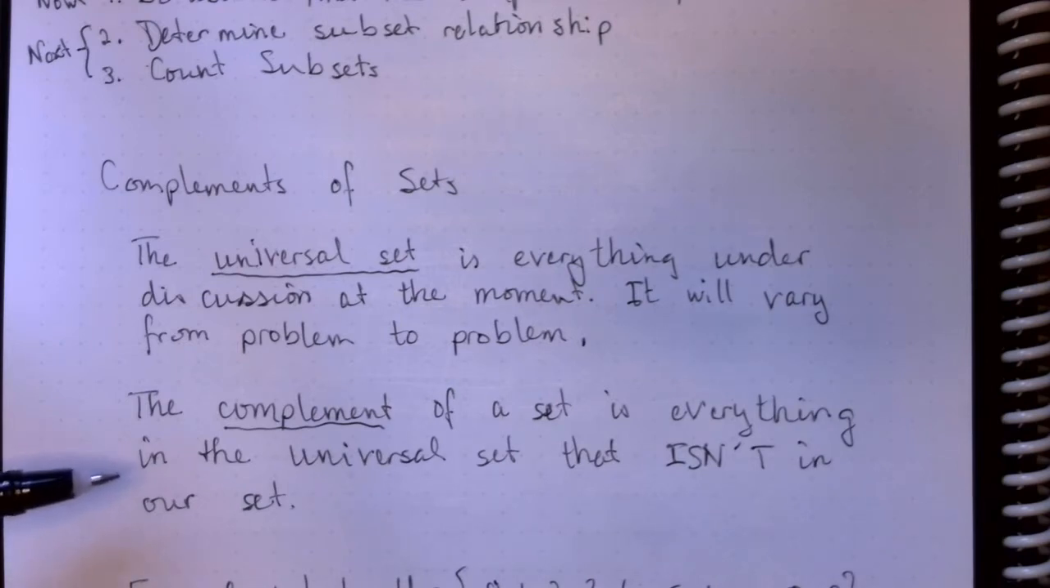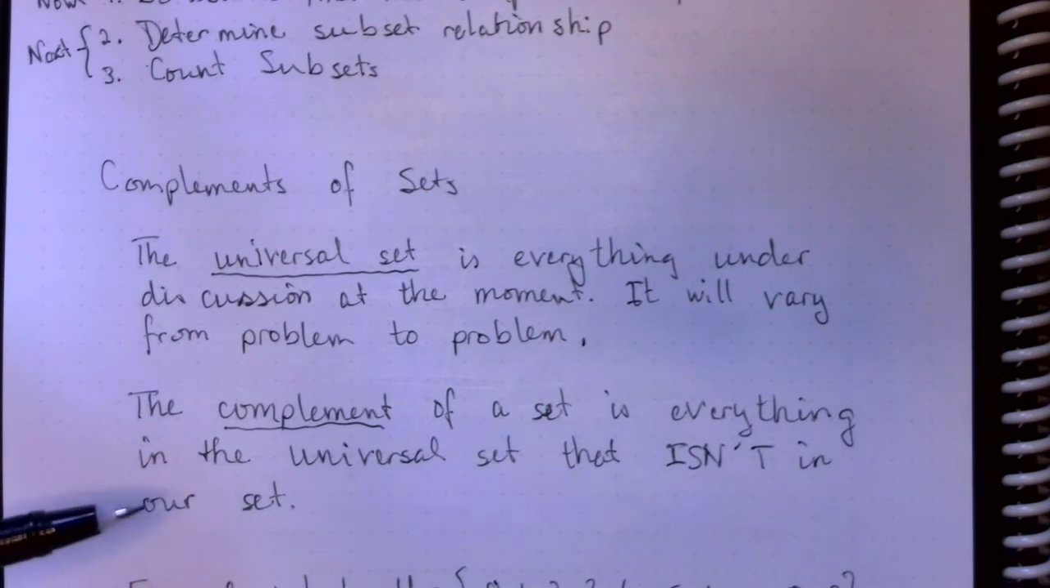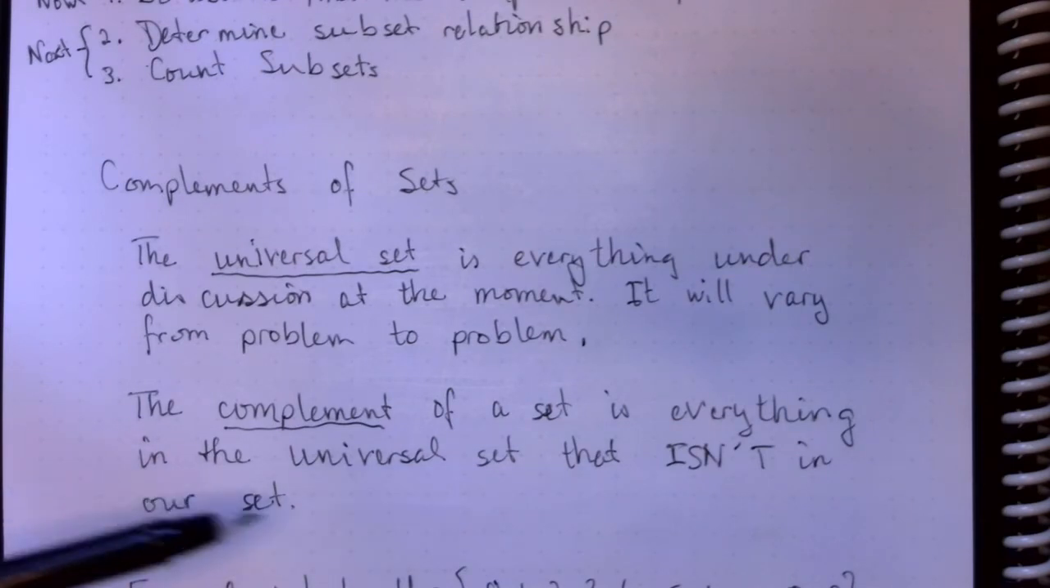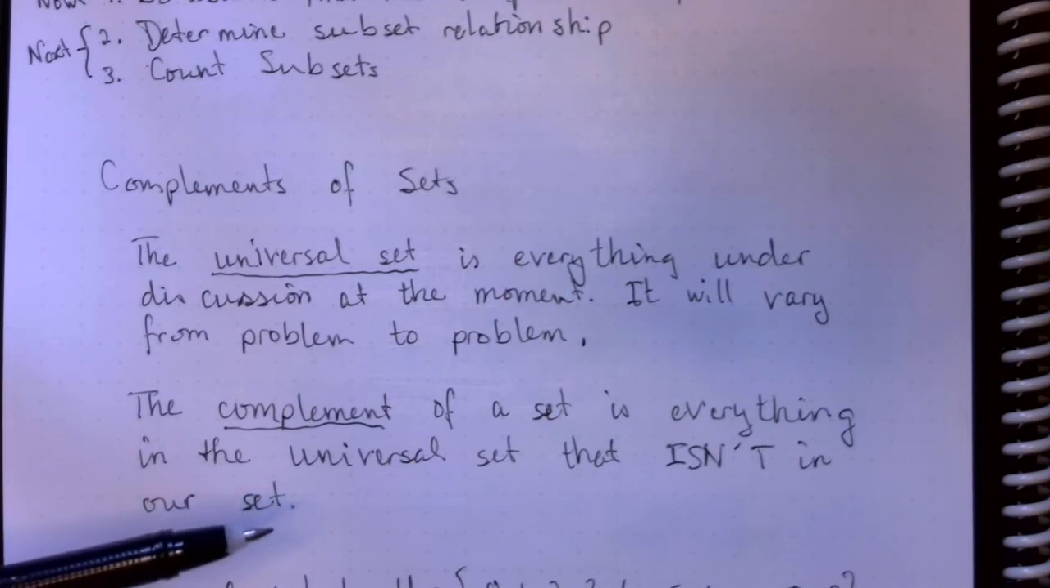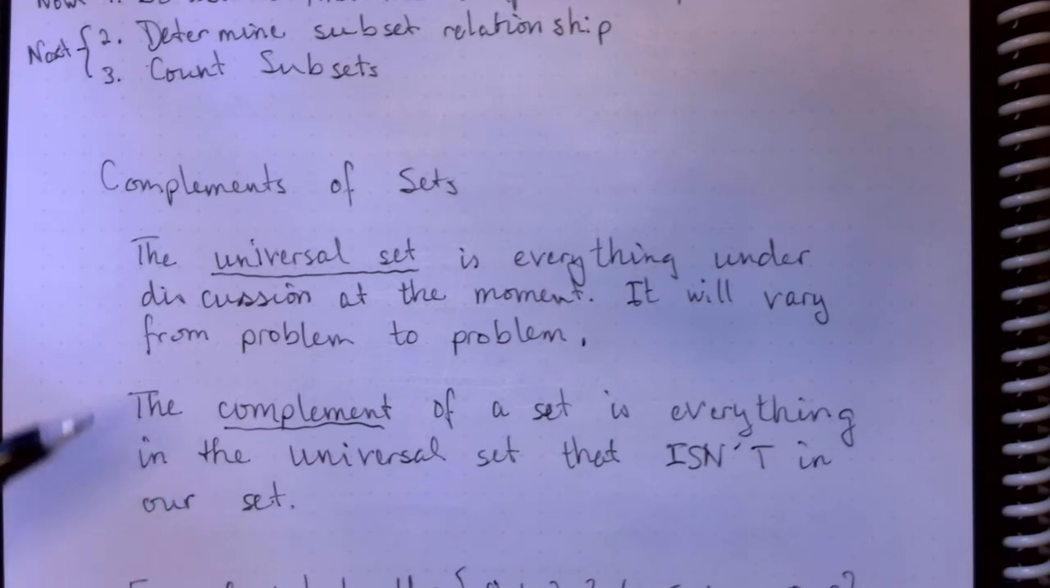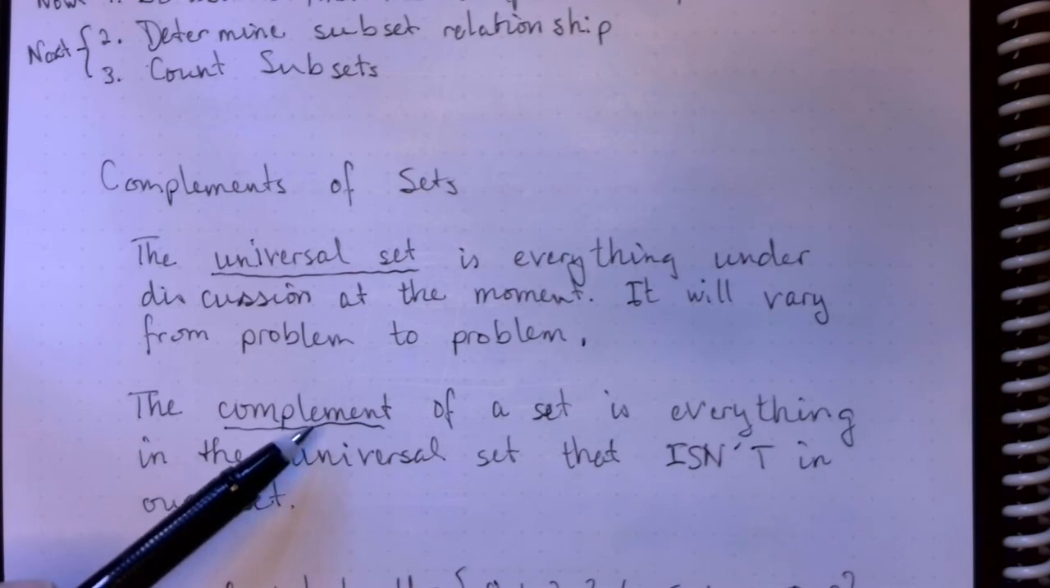Now, the complement of a set, this is the first operation that we're going to do with sets. By operation with a set, I mean I give you a set and a rule, an operation to do on that set, and you come up with a new set. So the complement of a set is a new set, and it's everything in the universal set that isn't in our set. So complement is like the opposite of a set. Also note the spelling, this is spelled with an E, not an I.